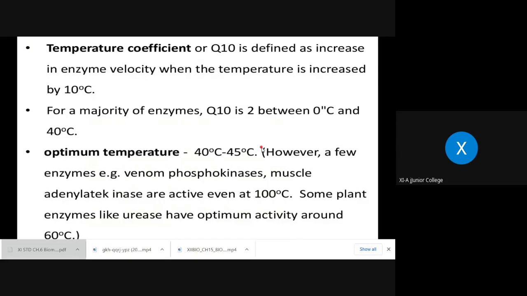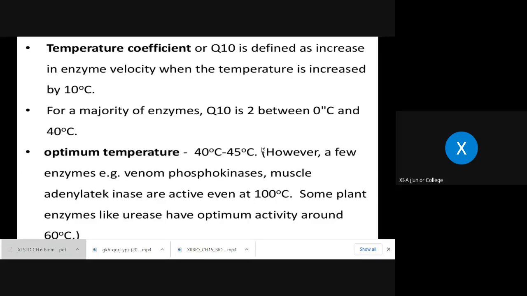The temperature coefficient is defined as the increase in enzyme velocity when temperature is increased by 10 degrees Celsius. For the majority of enzymes, this is between 0 and 40 degrees Celsius, but the optimum temperature is considered to be 40 to 45 degrees Celsius. Some enzymes work below 40 and above 45. A few enzymes, like venom phosphokinase and muscle adenylate kinase, are active even at 100 degrees Celsius. Even some plant enzymes like urease have optimum activity around 60 degrees Celsius.